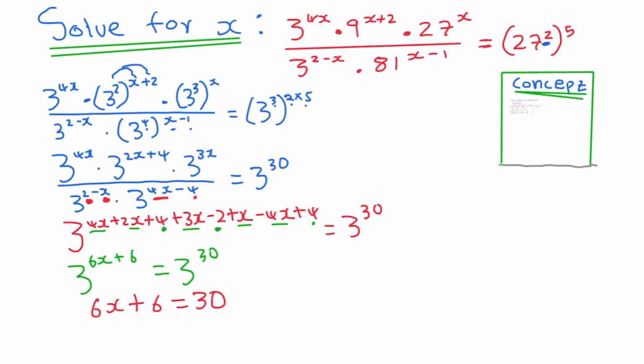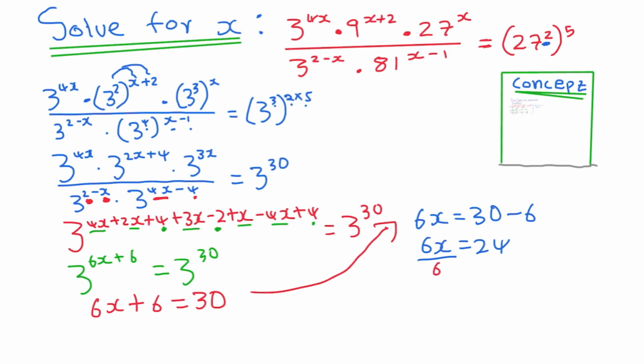And then you transpose the 6. So I can continue here, guys. I'll say 6x will be equal to 30 minus 6, which is 24. Then I will divide by 6 on both sides, and 6 cancels 6. I'll be left with x equals 24 divided by 6, which is 4. And I would have solved it.